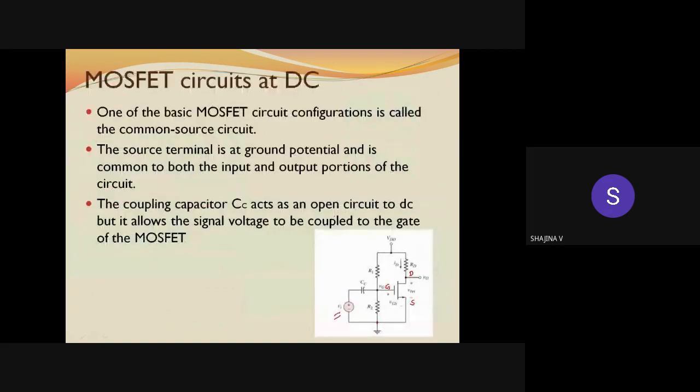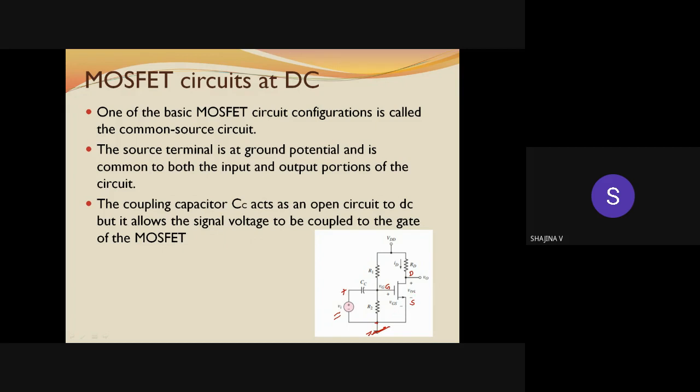Now, coming to the first topic, that is MOSFET circuit at DC. So we have to do the DC analysis of the MOSFET circuit. Among the MOSFET circuit configurations, one of the basic and mostly used circuits is the common source circuit. That is, the source terminal is at ground potential and is common to both the input and output portions of the circuit. Okay, so we are grounding the source terminal. This is common to both input and output. Now we can apply input between gate and source, and we can take output between drain and source because our source is grounded. So this common source configuration is mostly used.